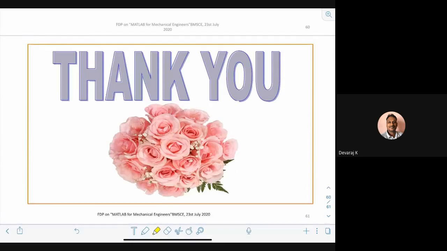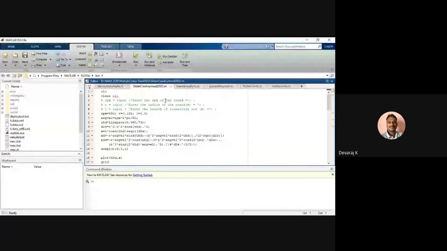Any questions? I know it has become monotonous because I didn't go for a package. Want to show any of the programs we run? I can show. There's a program on slider crank mechanism. So I told you I've just commented the input statements, and if you run it for these values of the RPM.